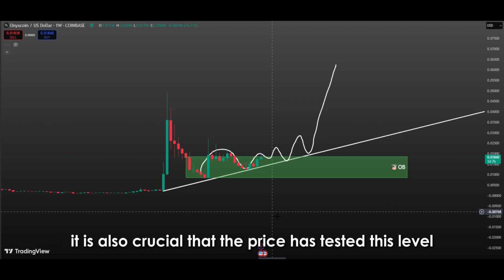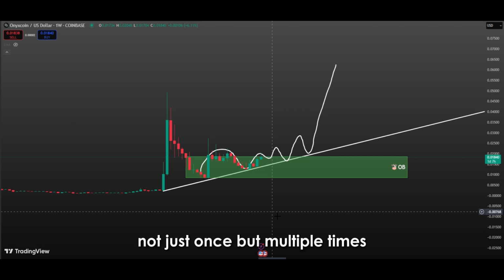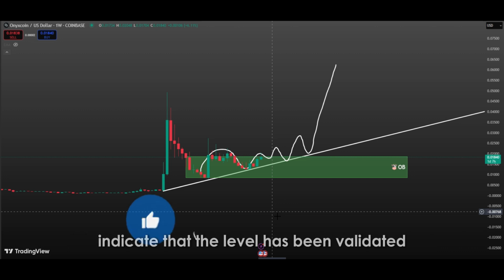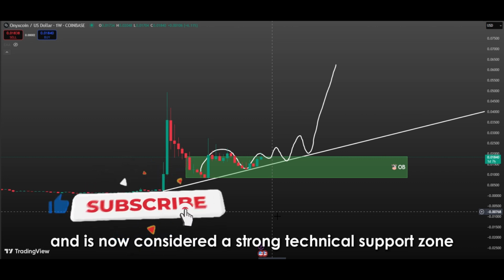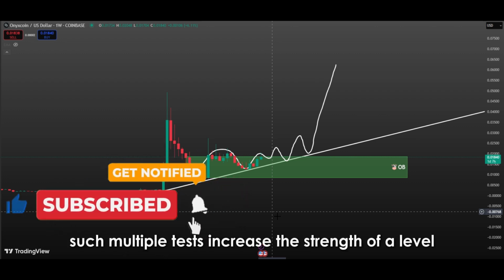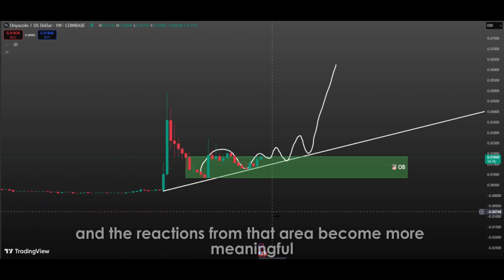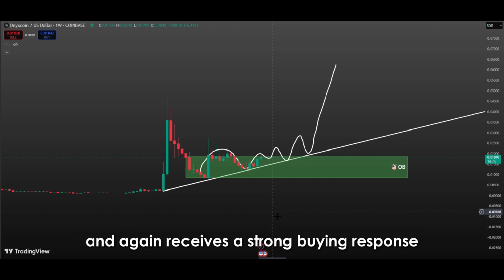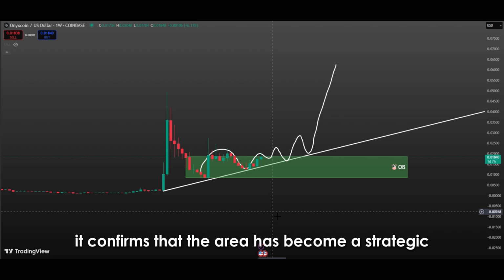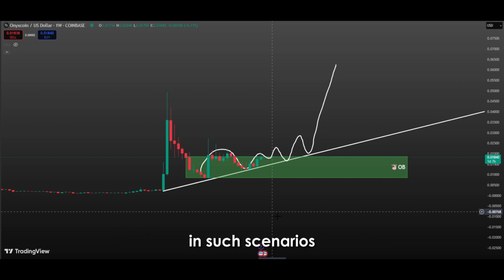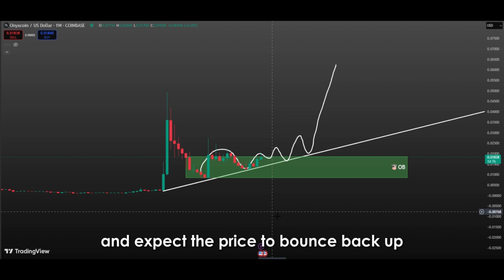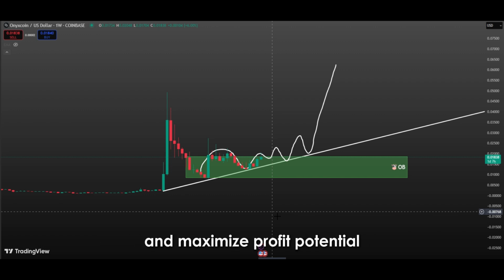It is also crucial that the price has tested this level not just once, but multiple times. These touches indicate that the level has been validated by the market and is now considered a strong technical support zone. In technical analysis, such multiple tests increase the strength of a level, and the reactions from that area become more meaningful. If the price returns to the same level and again receives a strong buying response, it confirms that the area has become a strategic buying zone recognized by investors. In such scenarios, investors often place their buy orders near these levels and expect the price to bounce back up. This allows them to minimize risk and maximize profit potential.